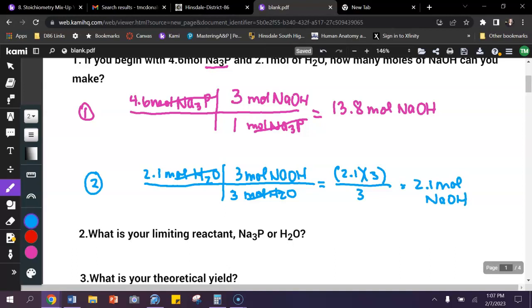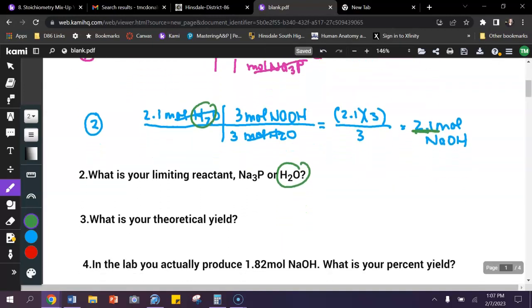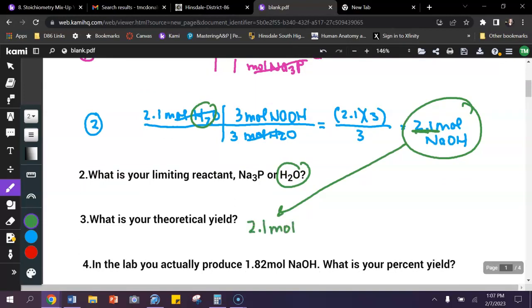Number 2 says, what's my limiting reactant, Na3P or H2O? Well, when I look at the top here, I can see that when I use 2.1 moles of H2O, I get less sodium hydroxide than if I use 4.6 moles of sodium phosphide. So therefore, my water is my limiting reactant because it gives me less product. My theoretical yield is the amount of product that my limiting reactant gives me. So that's 2.1 moles of NaOH.